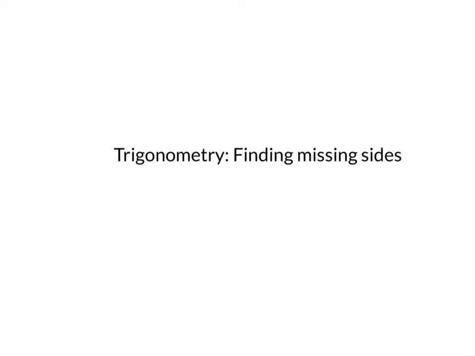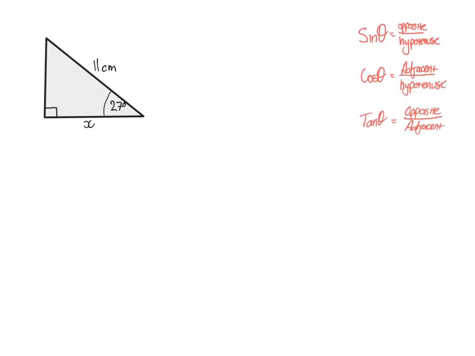In this video, we'll have a look at a couple of examples of how you can use the trigonometric ratios to find missing side lengths in a right angled triangle. So in this first example, we have a right angled triangle where we are given the angle size, which is 27 degrees, one of the side lengths, which is 11 centimeters, and then we have an unknown side length labeled x, which we need to find.